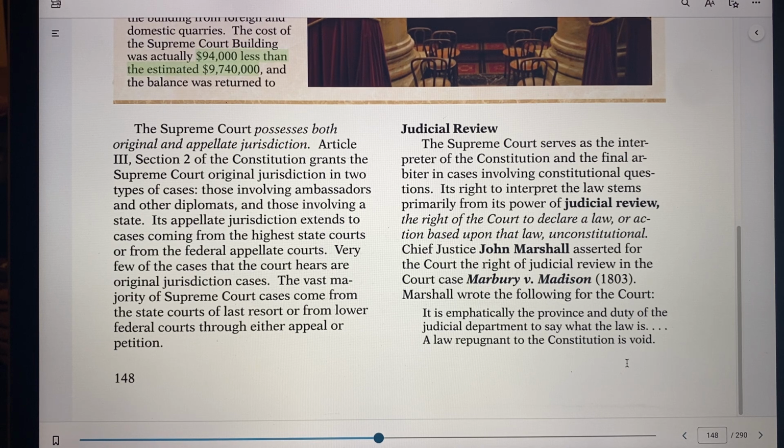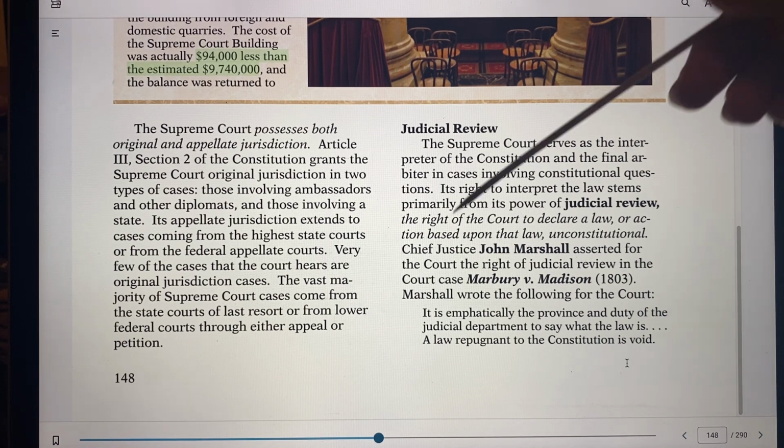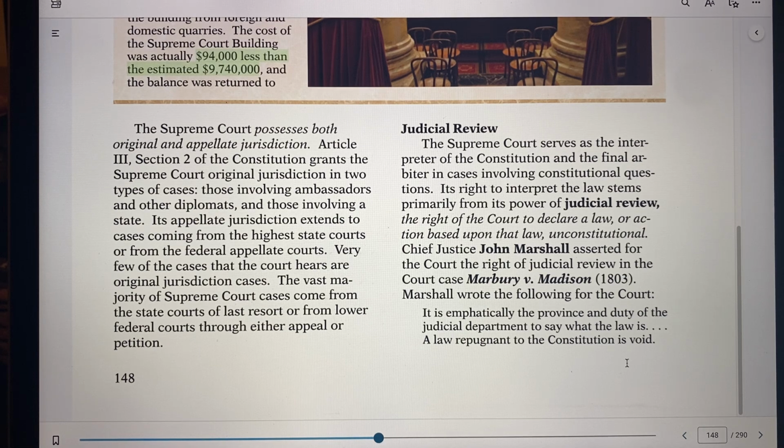So judicial review, again, is the right to interpret law, the right of a court to declare a law or an action based upon that law as unconstitutional. So they can declare a law and say, this law is not constitutional. It does not work, right? It does not go by the Constitution. That's judicial review. Just remember that. What is judicial review? It's to declare if a law is constitutional or unconstitutional. So this case here set forth what judicial review is all about.